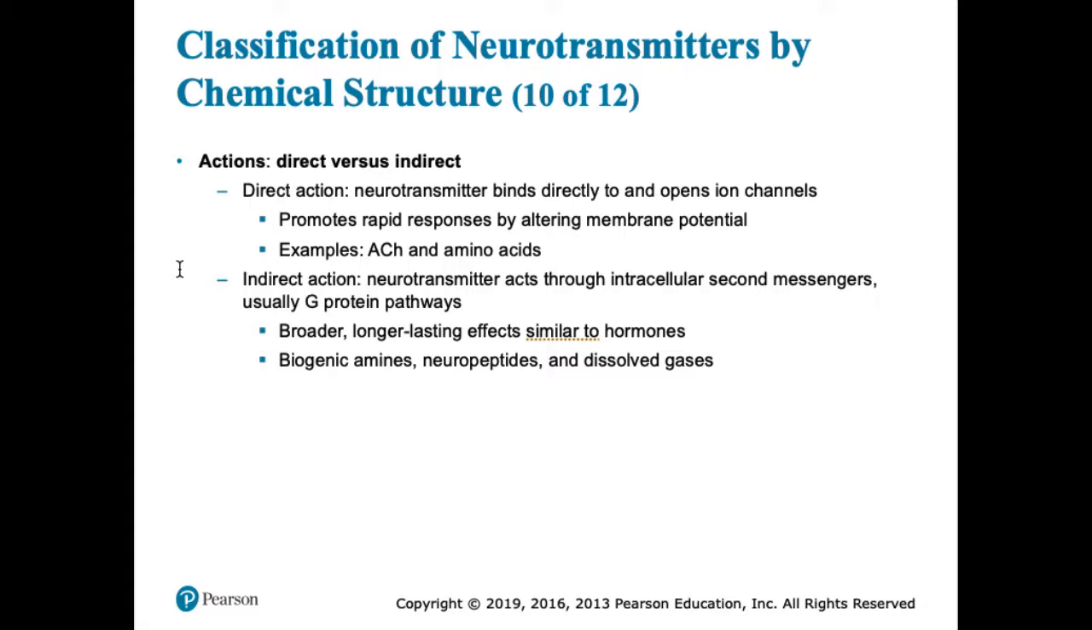With direct action, the neurotransmitter binds directly to and opens ion channels. So it's going to promote a rapid response by altering membrane potential. Examples are acetylcholine and amino acids. And then indirect action, where the neurotransmitter acts through intracellular second messengers, usually G protein pathways. So you have this broader, longer lasting effect similar to hormones. Biogenic amines, neuropeptides, and dissolved gases tend to fall under this indirect action.